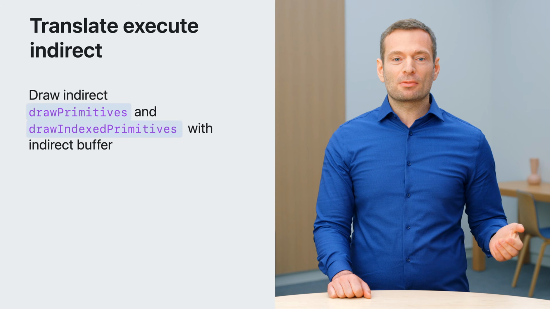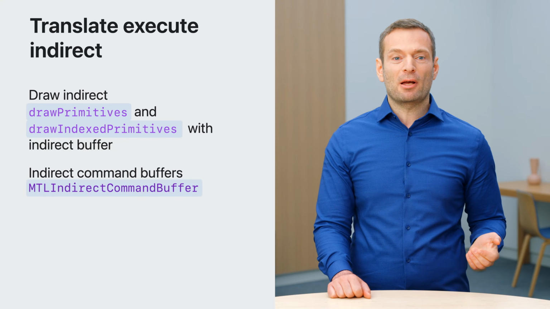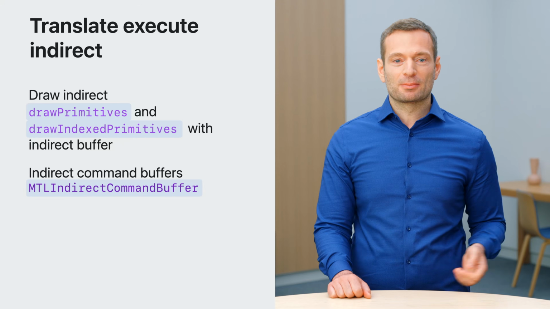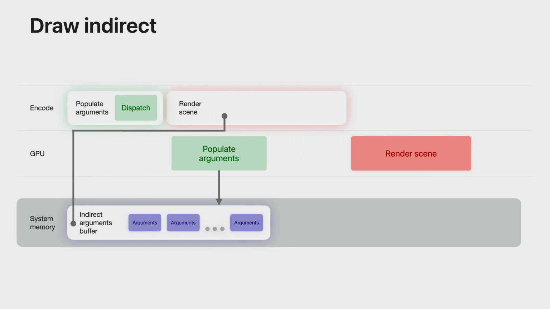There are 2 ways to translate this command to Metal, by using draw indirect and Metal indirect command buffers, or ICBs. In Metal, the renderer has to translate each execute indirect to a series of API calls to draw indirect. Each one references the buffer and provides an offset for the draw arguments.